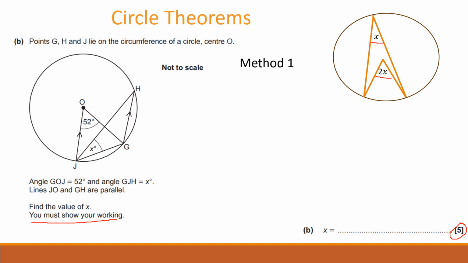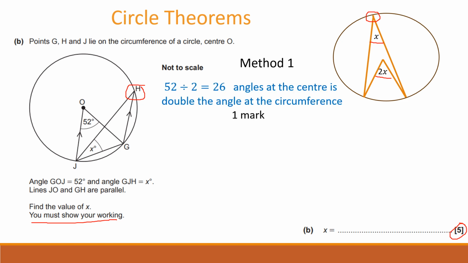So this is the circle theorem we're going to be using. And this angle here, right at the top, is the same as this angle here at H. So whatever angle is at the centre, if you halve that angle, that takes you to the angle at the edge. So in this case, we've got to do 52 divided by 2, which gives me 26, as the angle at the centre is double the angle at the circumference. So this top angle up here is 26. You get 1 mark for working that out.